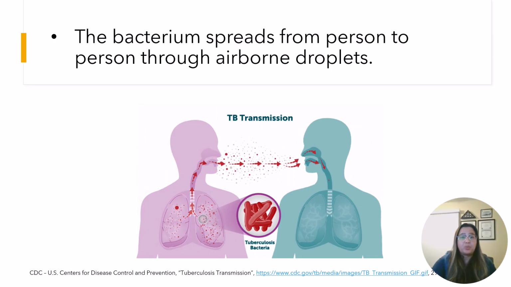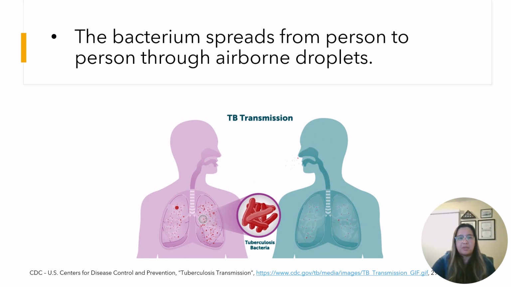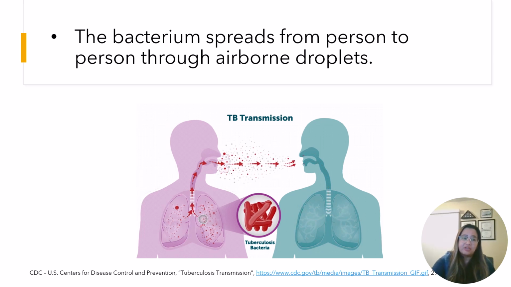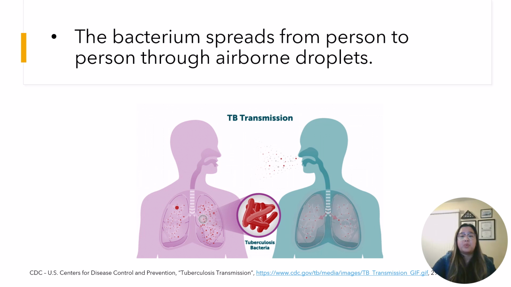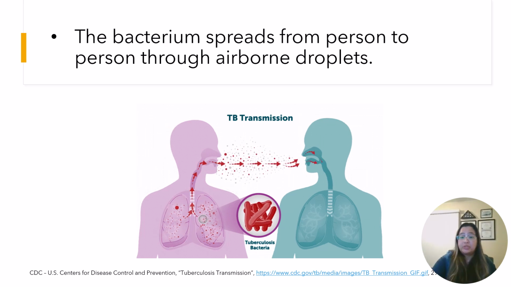TB is spread through the air when people with active TB in their lungs or throat cough or sneeze. The bacteria can stay in the air for several hours and are more likely to spread indoors or to places with poor air circulation. So people who breathe this air can be infected with TB. Once inhaled, the bacteria can settle in the lungs and begin to multiply.